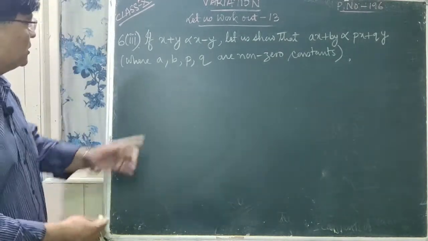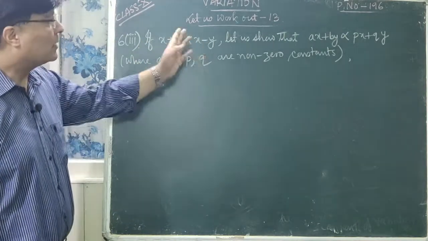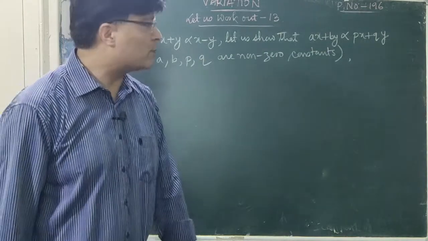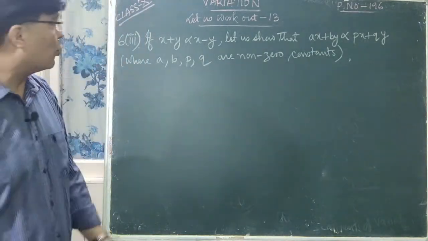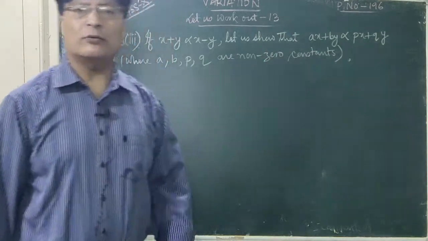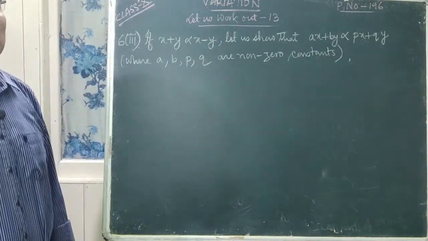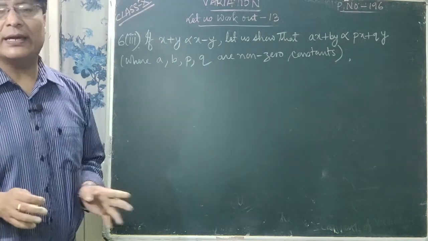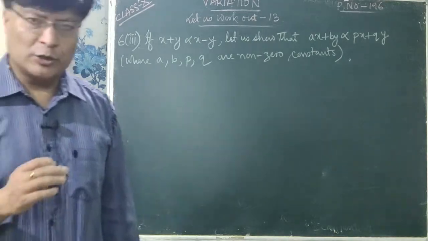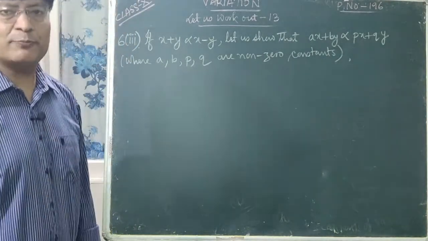So what is given out here? If x plus y proportional to x minus y, then let us show that ax plus by proportional to px plus qy. So what are these a, b, p and q out here? These are all constant. That is a, b, p and q are all constant. Only the variable is x and y are the two variables here. So we can use the same method as we have done in the previous problem.